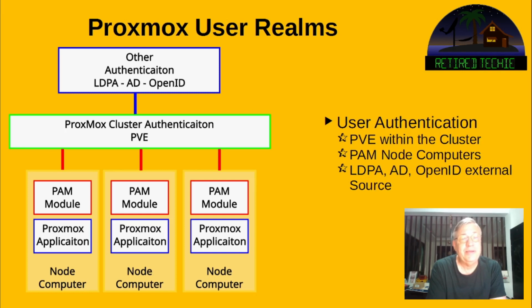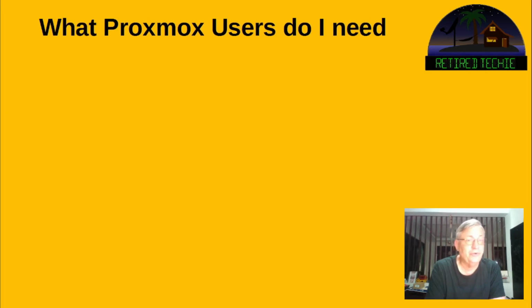So the LDAP, AD, and OpenID, on the other hand, use a single server or single source somewhere outside of the Proxmox cluster. And for lots of nodes, they're probably the easier method to use, but they've got to be set up externally. It's not a component that comes with Proxmox. So again, PVE within the cluster, PAM on each of the node computers, LDAP, AD, and OpenID are external. On our base install, we're only going to have PVE and PAM because we do not have an external validation or authentication source with this cluster I'm setting up.